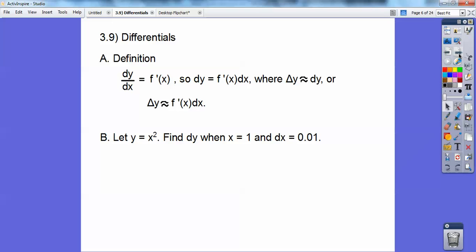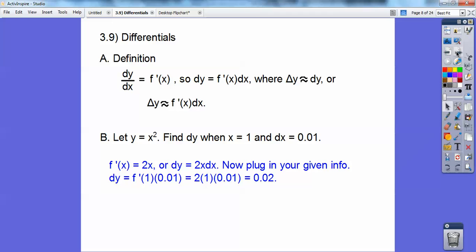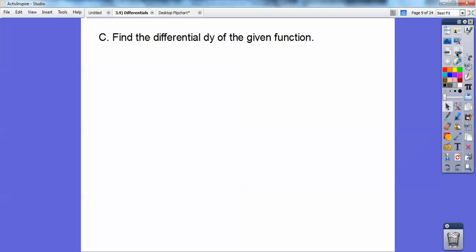Okay, let's go ahead and try one. Let y equal x squared, find dy when x equals 1 and dx equals 0.01. Going to take the derivative, real easy. f prime of x equals 2x, so dy equals 2x dx. It always has a dx with it. Then just substitute everything in. You plug in x equals 1 after you take the derivative, and dx, your change in x, is 0.01, so you get 0.02. Nice and easy.